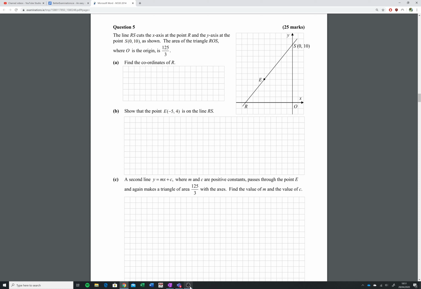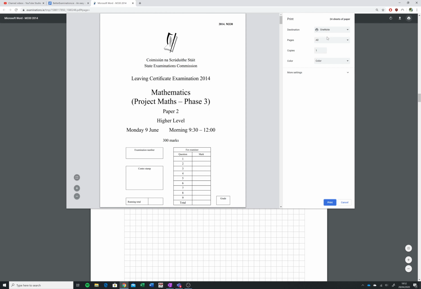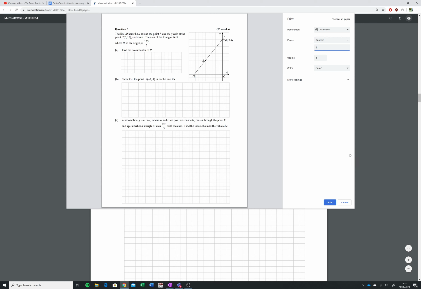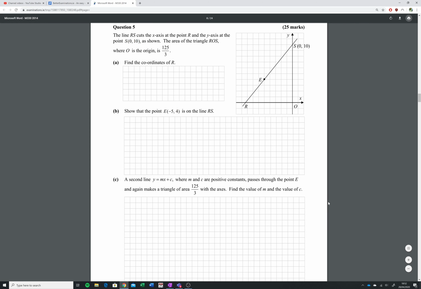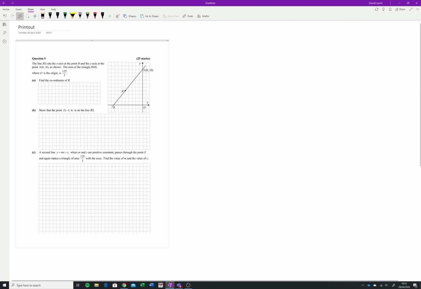Actually, you know what? I will share this one with the 6th years as well, because it's such a tricky question to try and work out on the fly. If this is the first time that you've seen it in your exam, then you're going to have some difficulty, I think, in finding it. So let me just bring that up onto OneNote. There you guys are.